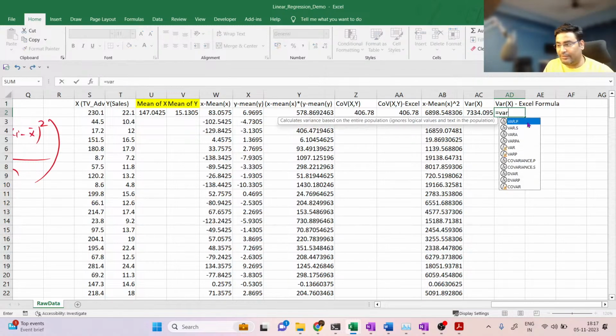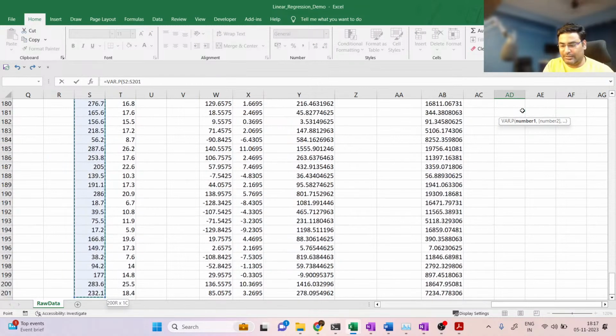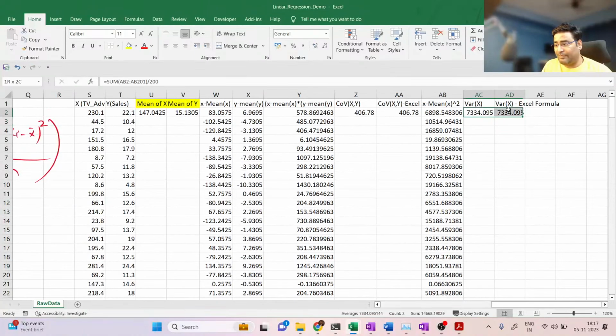The variance of x can also be found using Excel. You can just write variance and use x, and done. Are we matching? Yes, we are matching to the decimal places.